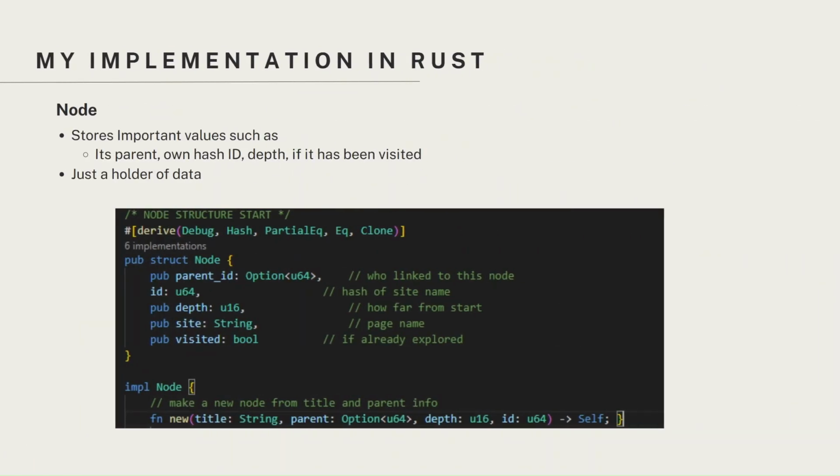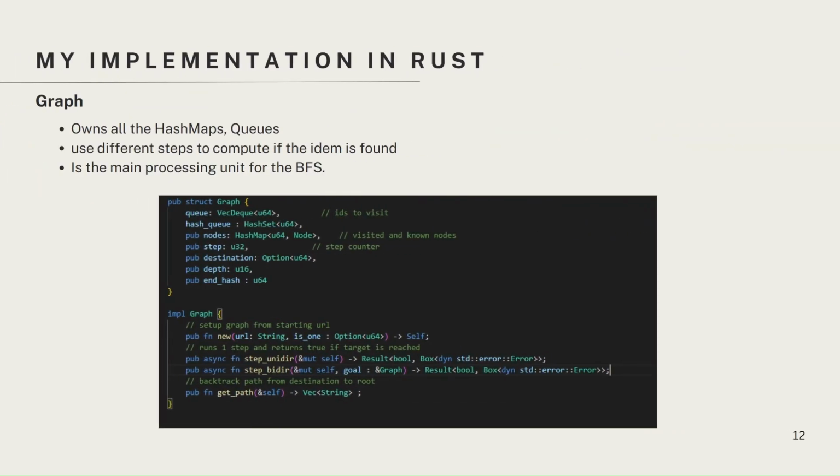Perfect. Now my implementation in Rust, I developed a node. This one's super easy. All it does is store information. It stores the hash of its parent node and its own hash, and then a few other variables. One of the more important ones is visited, whether or not it's visited, which is a bool, so that I can tell if I need to check for all of its neighbors or not. Then the graph is one of the more important ones. I guess they're all important, otherwise this wouldn't work. But it owns all the hash maps, the queues. It keeps track of things. It is the entire graph.